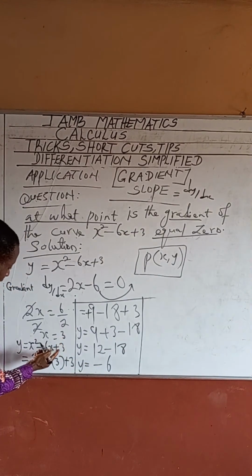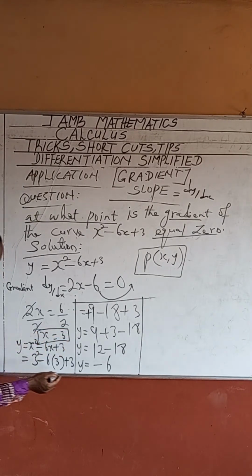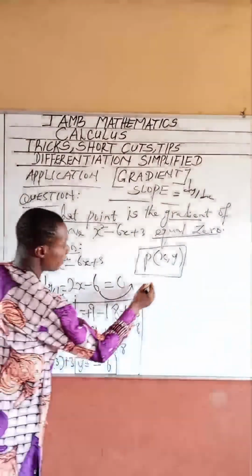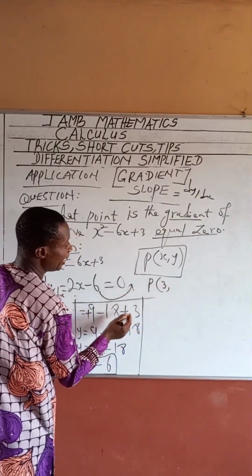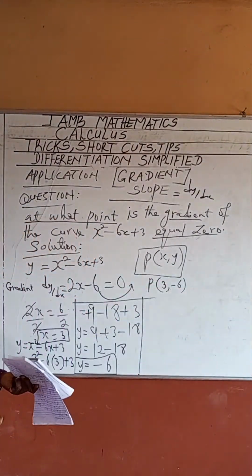And x is what? It is 3. This is x, x is 3 here. You can see it from here. Then y is minus 6. So we can now write our point P as what? 3 for x, and for y we have minus 6. This is how to do it.